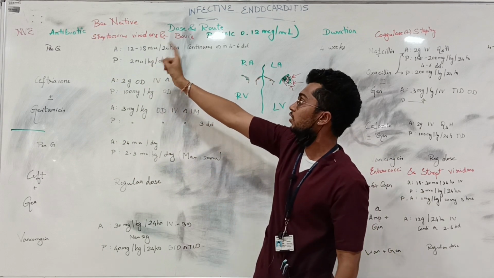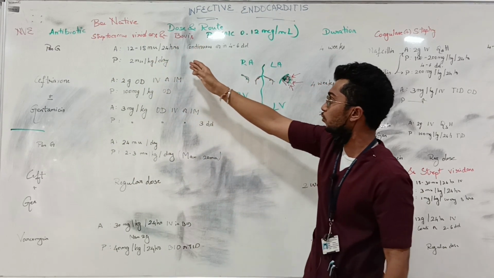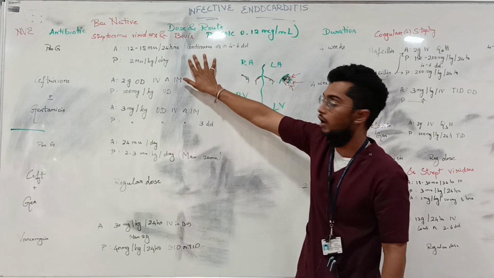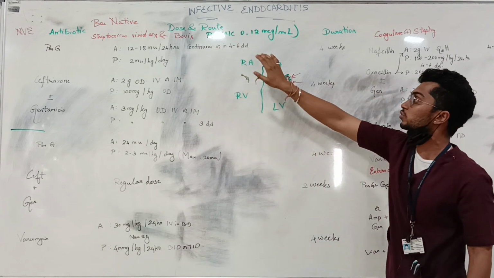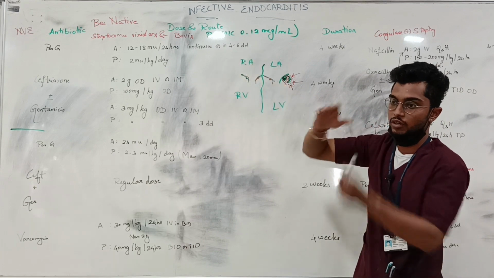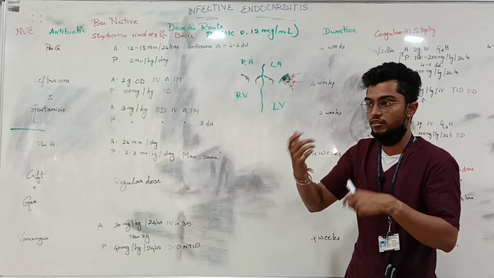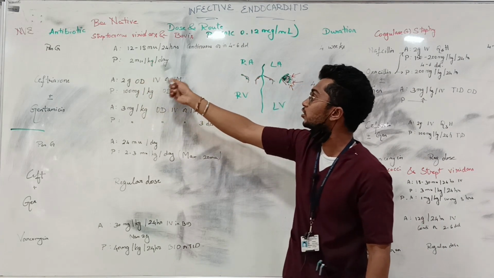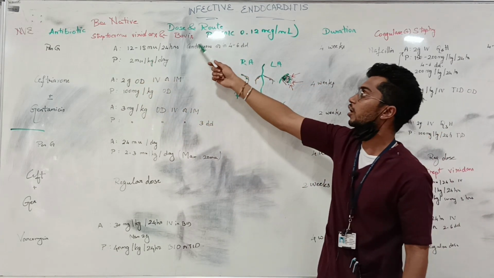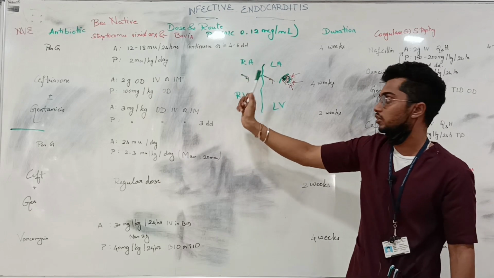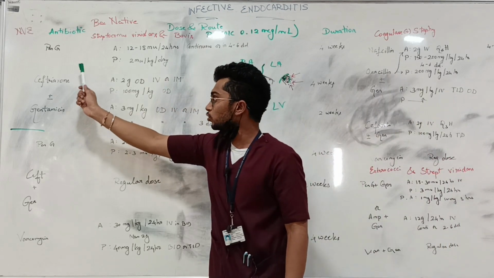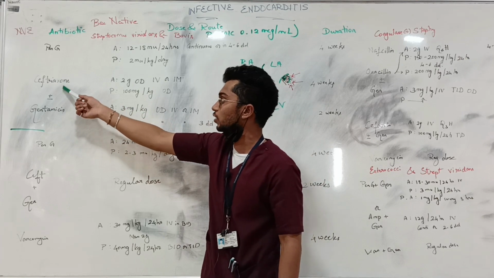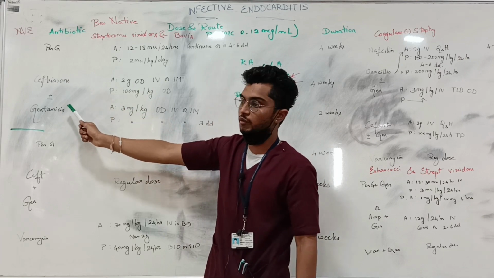We start with 12 to 18 million units every 24 hours. We can give it as a continuous infusion over 24 hours, or you can divide the same dose into 4 to 6 daily doses and administer it. The pediatric dosing will be 2 million units per kg per day, and the same, continuous or 4 to 6 divided doses. And instead of penicillin G, we can also give ceftriaxone plus or minus gentamicin.